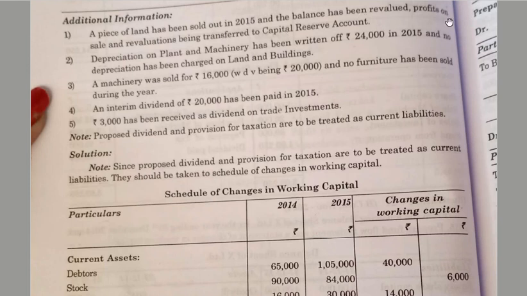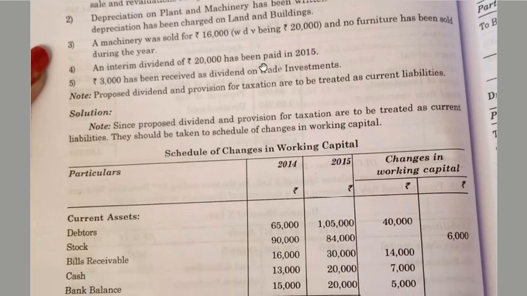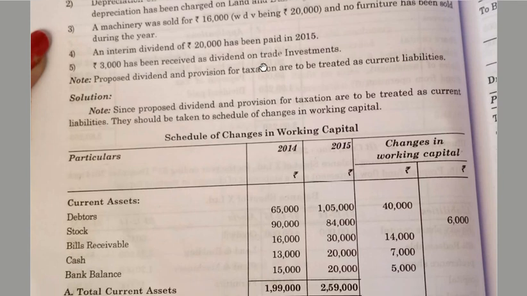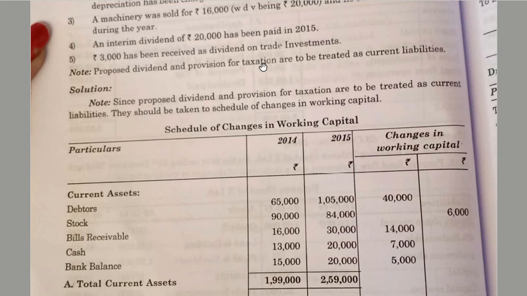the balance has been revalued. Profits on sale and revaluation have been transferred to the capital reserve account. Instead of transferring it to your profit and loss account, you are transferring it to the capital reserve account. So depreciation on plant and machinery has been written off 24,000 in 2015 and no depreciation has been charged on land and building. A machinery was sold for rupees 16,000, written down value being 20,000 and no machinery has been sold during the year. An interim dividend of 20,000 has been paid.